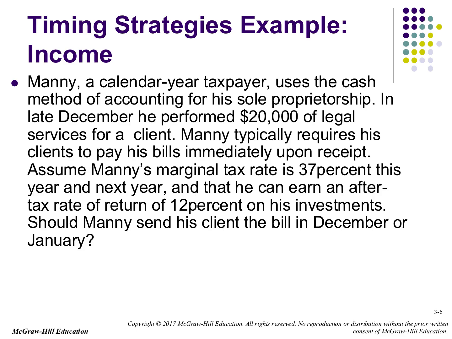Now let's take a look at an example of a timing strategy problem from the income perspective. And as we go through the fact pattern, we're going to continue to assume that the tax rates are constant.